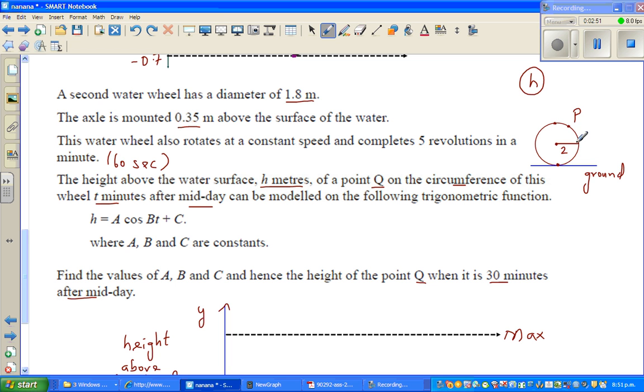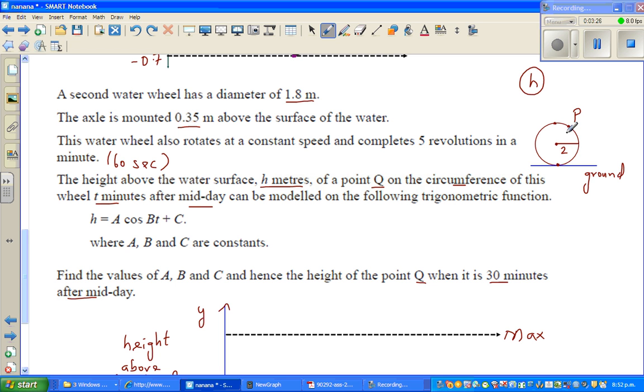So the distance would be positive. That means it's going above the ground and away from the ground. Now after this point, the height, which is h, would become negative because it is coming towards the ground and getting nearer the ground. I'm talking about h of point P above the ground. So it starts at zero, reaches the maximum, then comes back to zero. So that's a trig function. I hope you can relate this with a trig function.